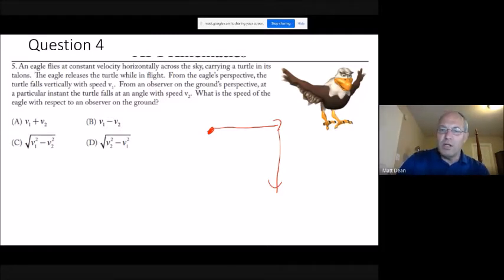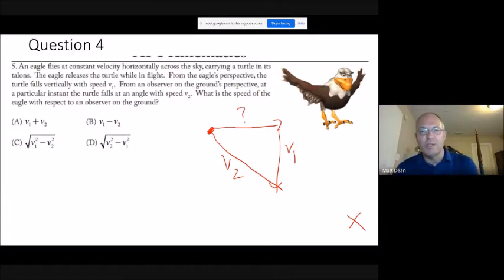An observer on the ground over here is going to see both of those. So what we want to know is, if the turtle falls with a speed of v1 down from the eagle, and if the observer sees the turtle moving essentially like that, because to the observer, the turtle is coming toward the observer and falling, that's v2. What is the speed of the eagle with respect to the observer on the ground? So essentially, we're looking for this. What's that horizontal speed of that eagle?